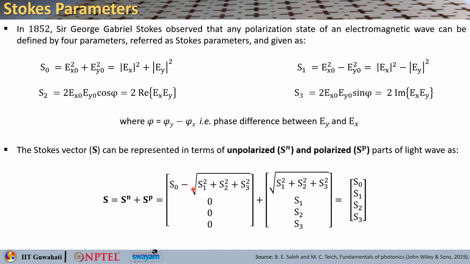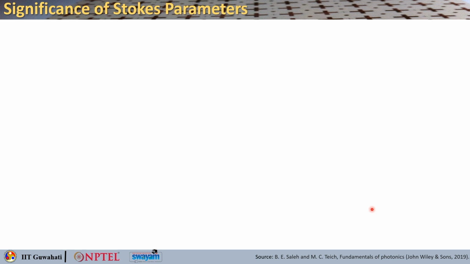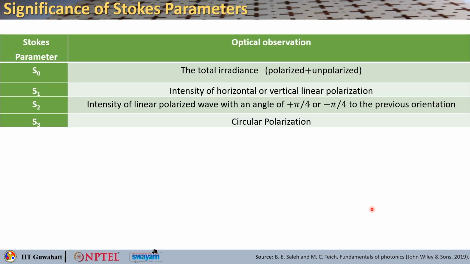Okay. So S0 minus square root of S1 square plus S2 square plus S3 square, 0, 0, 0, plus, and then so this is for the unpolarized light and this is for the polarized light. So you have square root S1 square plus S2 square plus S3 square, then the other three parameters are S1, S2, S3. When you add them up, you get S0, S1, S2 and S3. It is a kind of a column vector. Okay. So these are called the Stokes parameters, the four parameters S0, S1, S2 and S3.